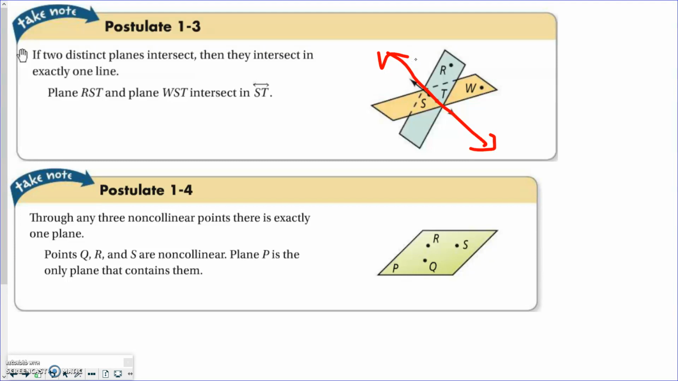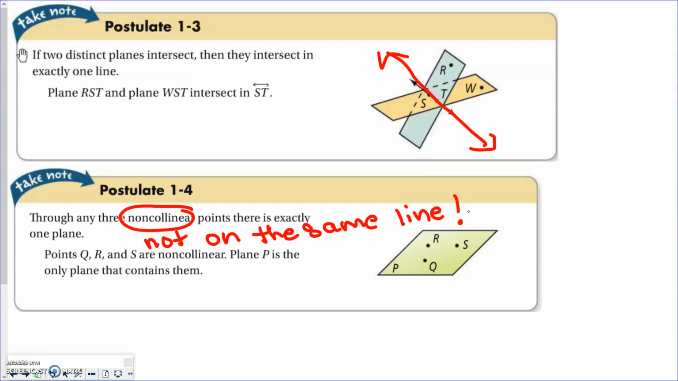And through any three non-collinear points, non-collinear means not on the same line. It's important to know what non-collinear means. There is exactly one plane. So if points Q, R, S are non-collinear, meaning they are not on the same line, then plane P is the only plane that can contain them.